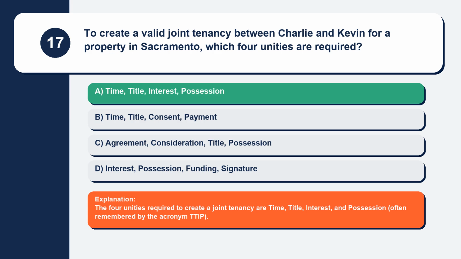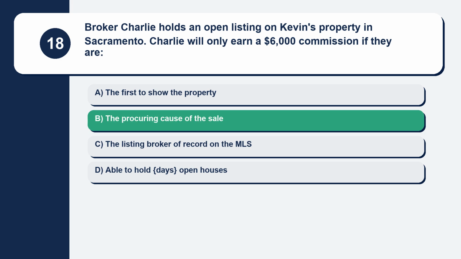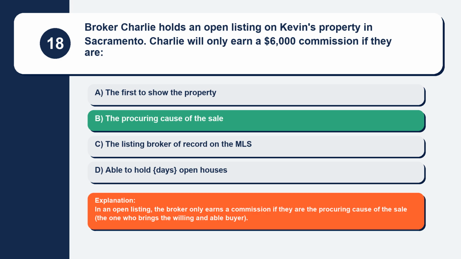Question 18. Broker Charlie holds an open listing on Kevin's property in Sacramento. Charlie will only earn a $6,000 commission if they are. Here are your options. Option A, the first to show the property. Option B, the procuring cause of the sale. Option C, the listing broker of record on the MLS. Option D, able to hold days open houses. The correct answer is option B, the procuring cause of the sale. Explanation: in an open listing, the broker only earns a commission if they are the procuring cause of the sale, the one who brings the willing and able buyer.